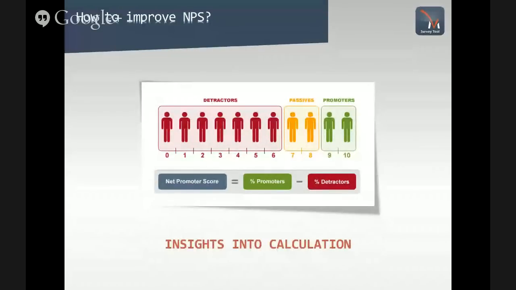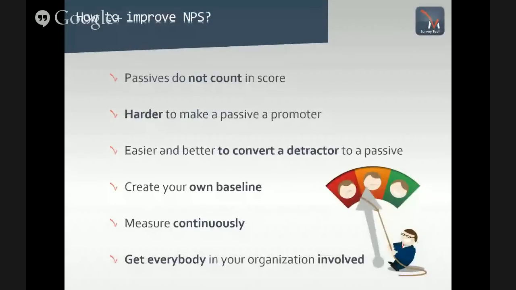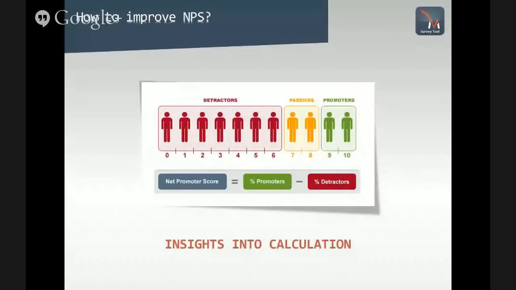Okay, that was the basics about what the NPS score is, and we also have some slides that go into more detail about the actual basics of it. But what we really want to get into is some more detail here. One of the things I want to give you some insight into is the calculation. As you can see, the passives don't count. We're taking the percent of promoters minus the detractors. So if you've got a large group in the passives area, they're not hurting you and they're not helping you at all.